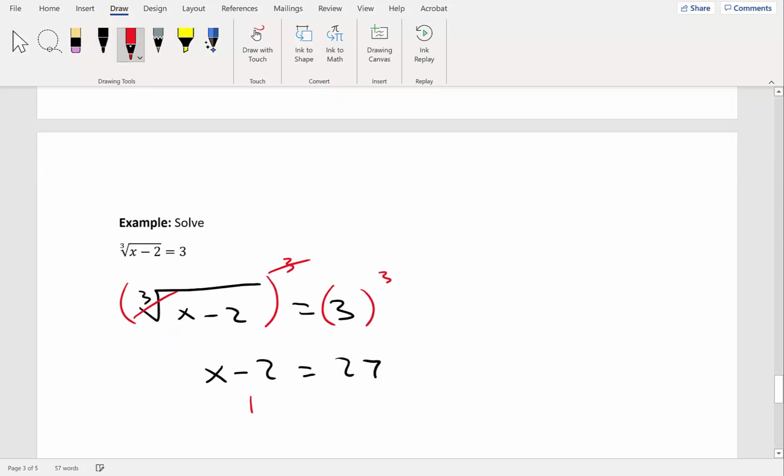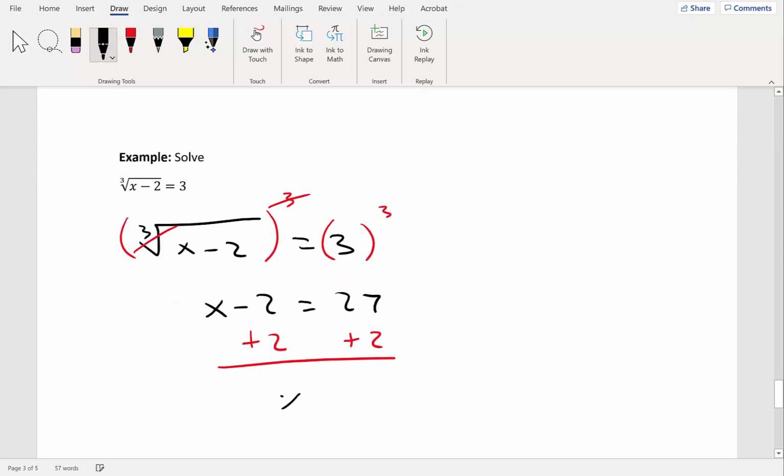Now next step to solve for x, I could go ahead and add 2 to both sides. I get x is equal to 29. Now since I raised both sides to an odd power, there's no need to check your answer. Well, if I did check it, I have 29 minus 2, which is 27. Cube root of 27 gives me 3.